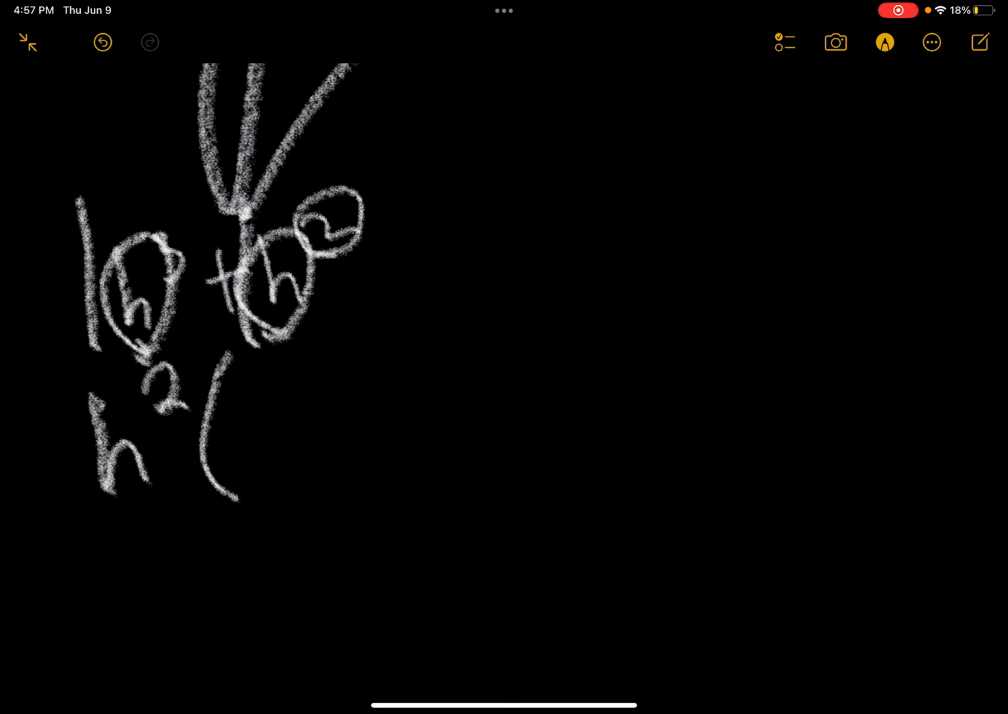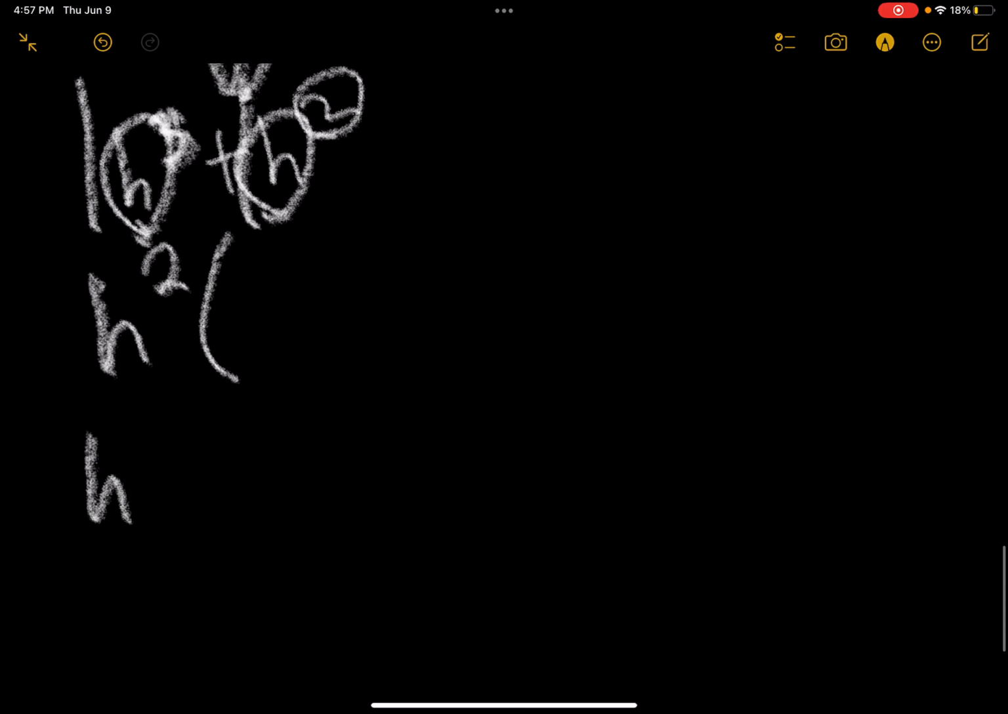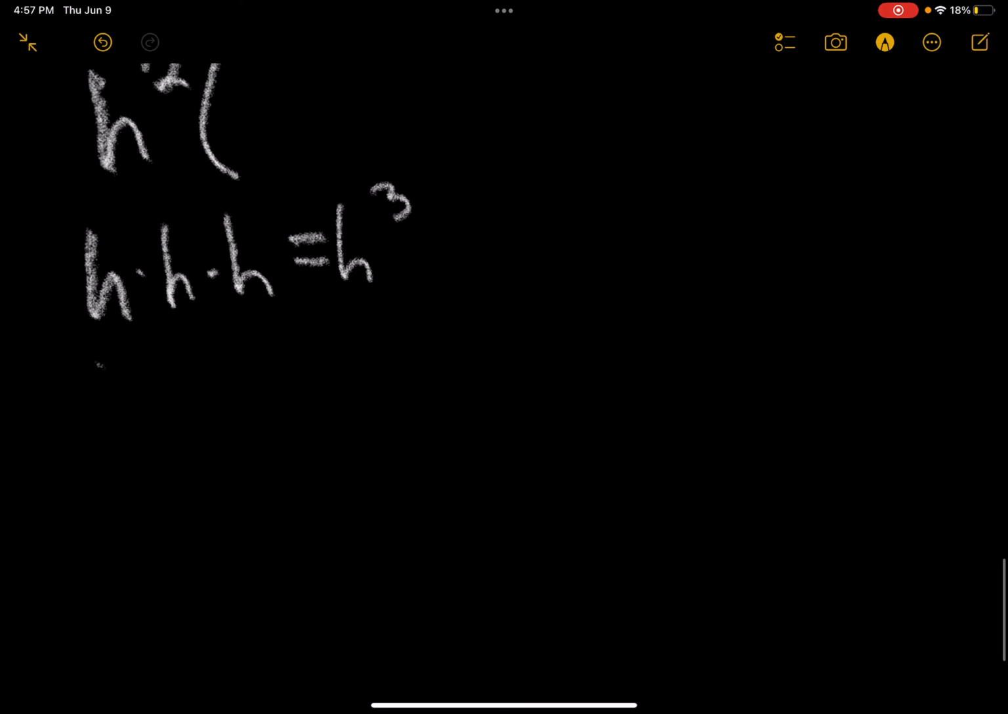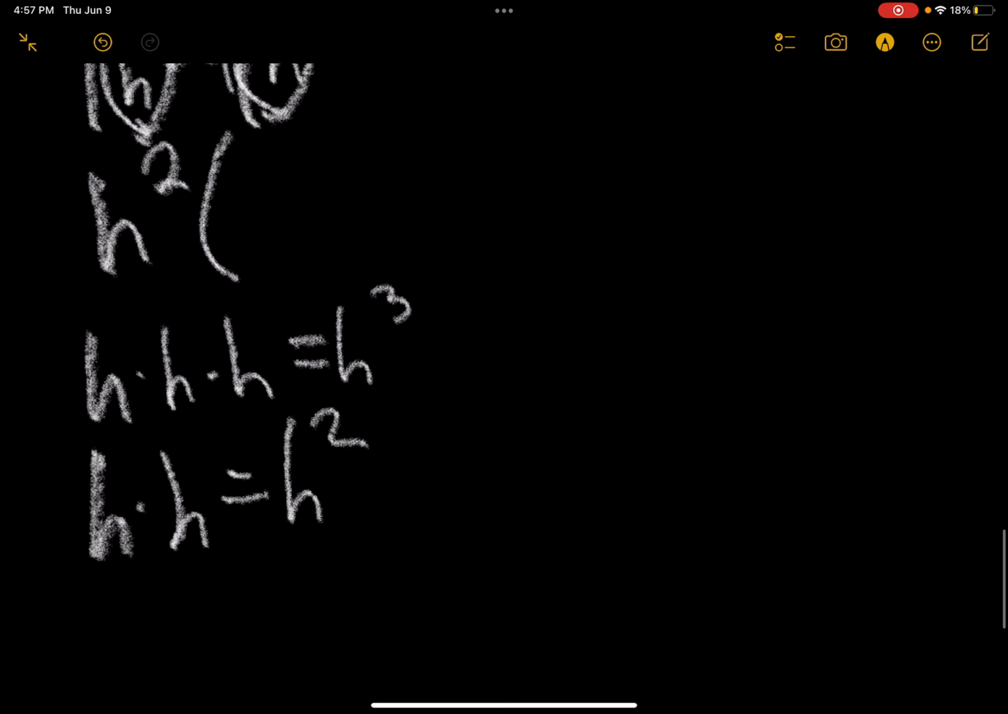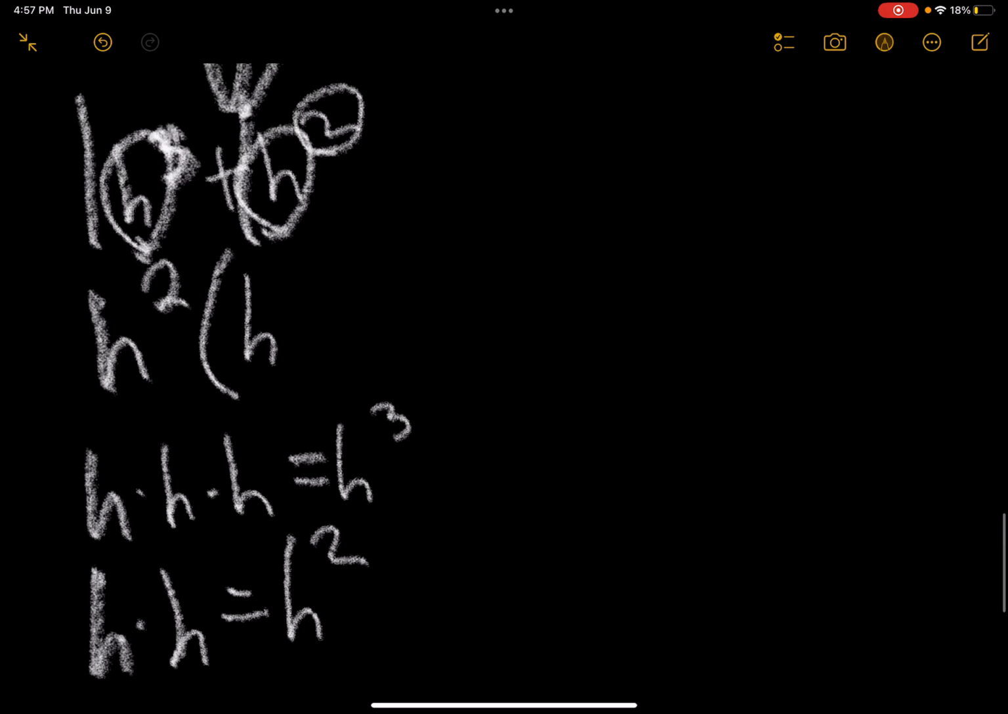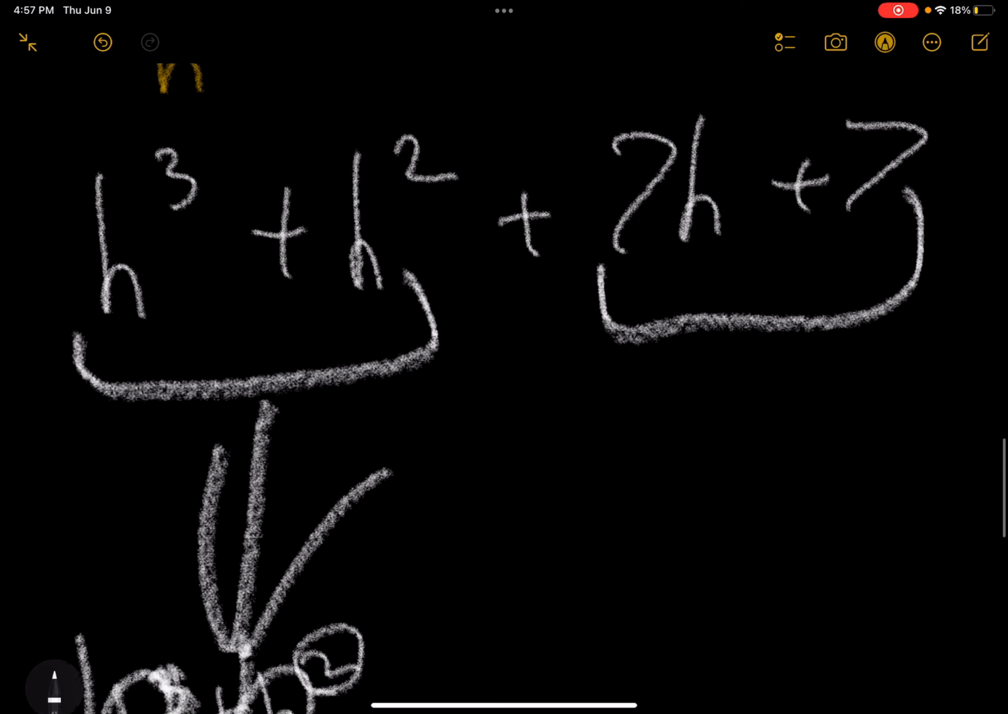So then we multiply. h squared times blank equals h to the third. So h to the third equals that, right? However, h to the second just equals that. So we just need to multiply by h. And then we can add plus 1, because h squared times 1 is just h squared alone, right? Okay, so now let's do this part.